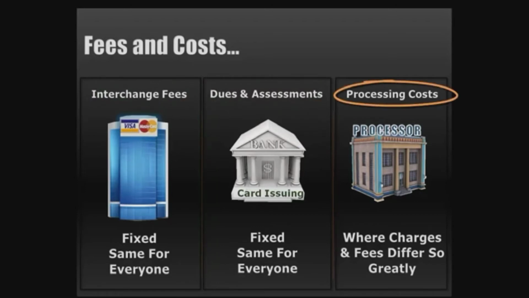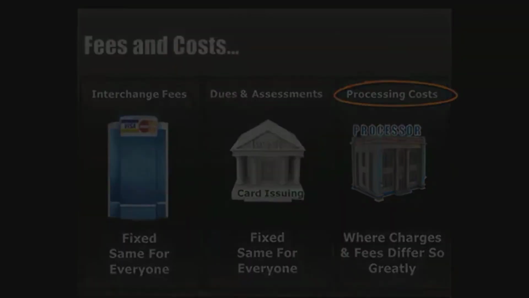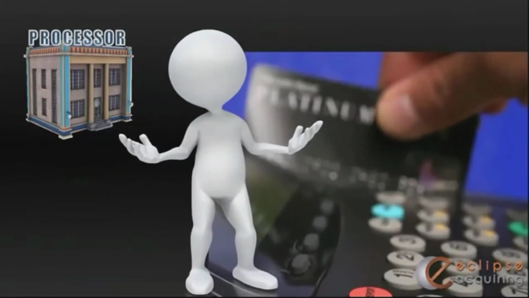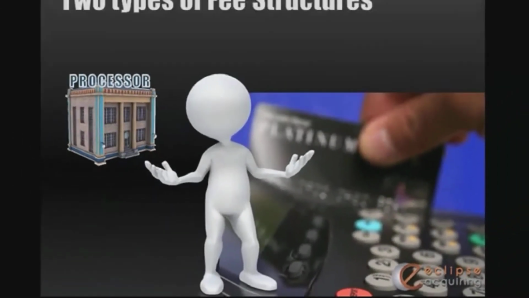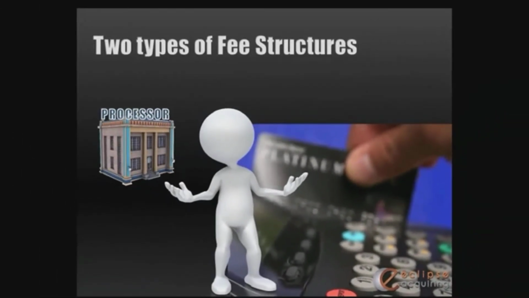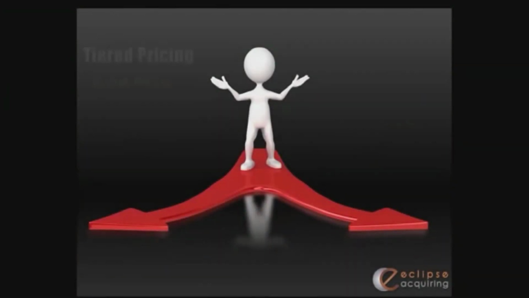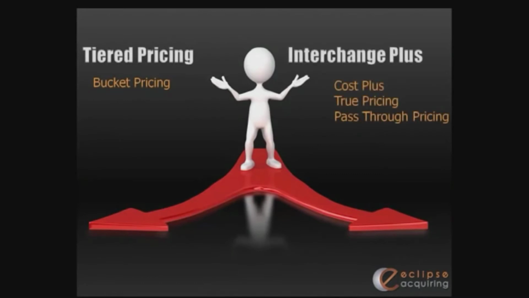If you understand how and what you're being charged for processing, then you'll be able to accurately determine what you are paying and, more importantly, know if you're getting the best rate. So let's break down this third area of processing costs. There basically are only two types of fee structures in the industry: tiered pricing or Interchange Plus. Tiered pricing is often referred to as bucket pricing. This is the most commonly used pricing structure in the industry.